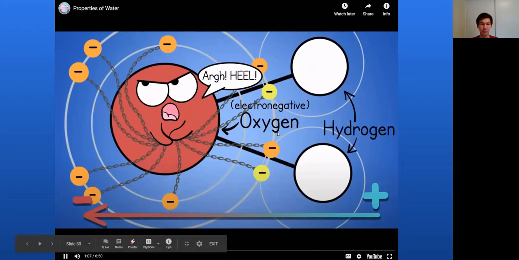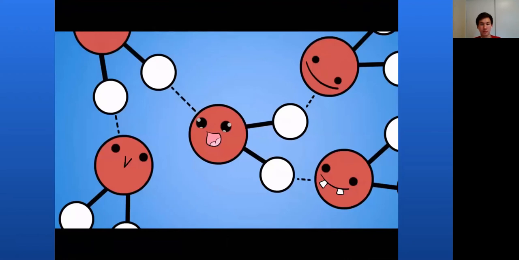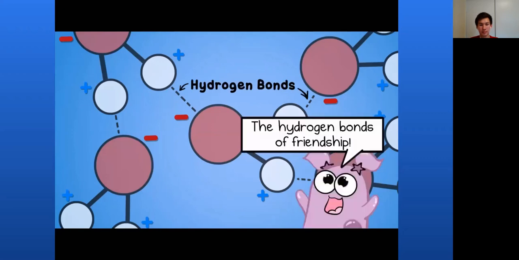It's a slightly positive charge. Well, that means that other water molecules have an easy time bonding together. Why? Well, because the hydrogen of one water molecule with its slightly positive charge can bond to another water molecule's oxygen with that slightly negative charge. These bonds among the water molecules are hydrogen bonds, and these are the very bonds that allow water to have many of the properties that we're about to talk about.